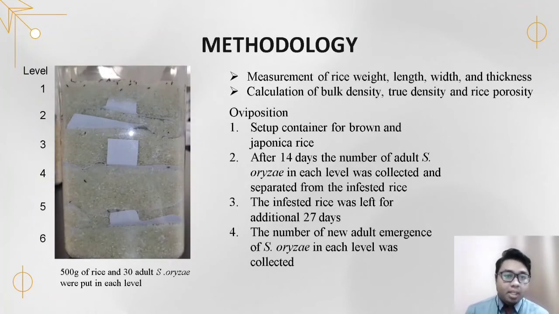Methodology. Some of the methods are the measurement of rice weight, length, width, and thickness. Next, the calculation of bulk density, true density, and rice porosity. As for the oviposition, the container for brown and Japonica rice was set up as in the picture above. After 14 days, the number of adult S. oryzae in each level was collected and separated from the infested rice. The infested rice was left for an additional 27 days, and the number of new adult S. oryzae emerging in each level was collected.